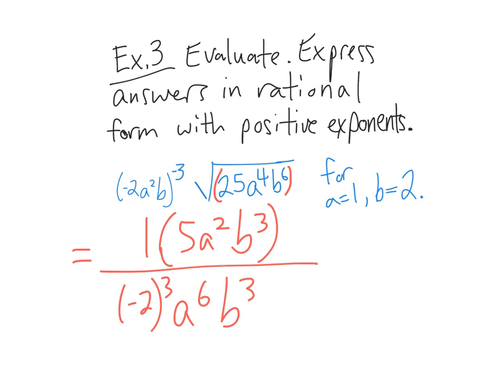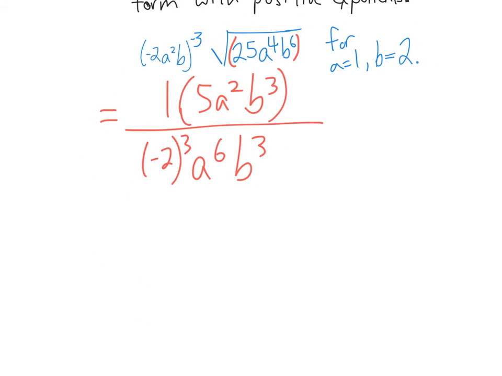Okay, so we dealt with the negative 3 exponent, we dealt with the radical. Let's continue to simplify. Our next order of business here is dealing with the negative 2 cubed, which becomes negative 2 times negative 2, which is 4, and 4 times negative 2 is negative 8. So negative 2 cubed is negative 8. The 5 remains in the numerator. 1 times 5 remains 5, and a squared b cubed times 1 remains a squared b cubed.